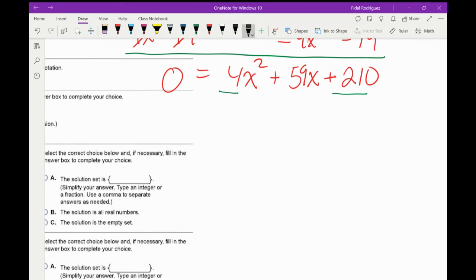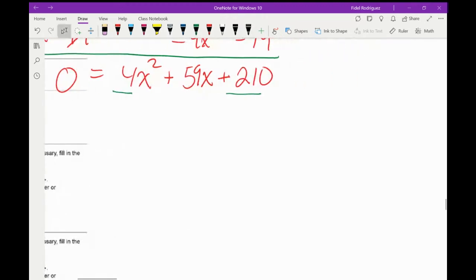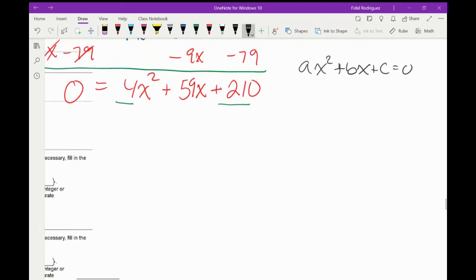So instead of me doing that, I'm going to use the quadratic formula. Remember, when I'm using the quadratic formula, these are the types of equations I'm solving. I'm going to do a little stare and compare because I need to find what's my A, what's my B, and what's my C. A looks like it's 4. B is 59, and C is 210.